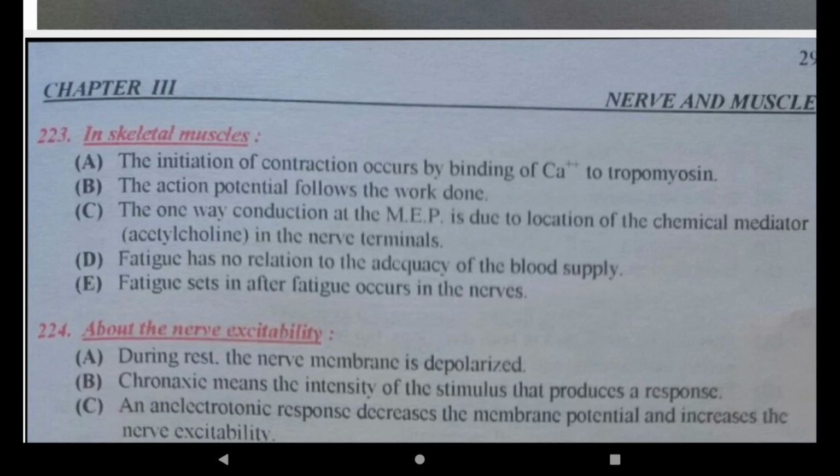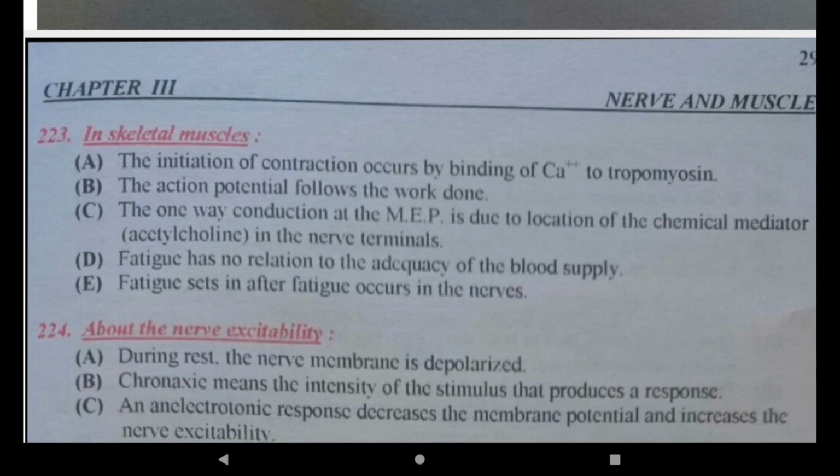Okay, the most correct answer is C. The one-way conduction at the MEP is due to the location of the chemical mediator acetylcholine. One-way conduction is ensured by the fact that usually the neurotransmitter substance is located within the presynaptic knob and the receptors are in the postsynaptic knob, and that ensures unidirectional flow.